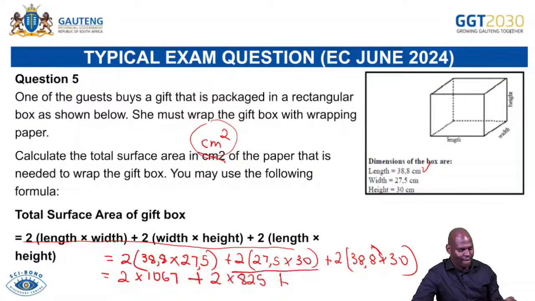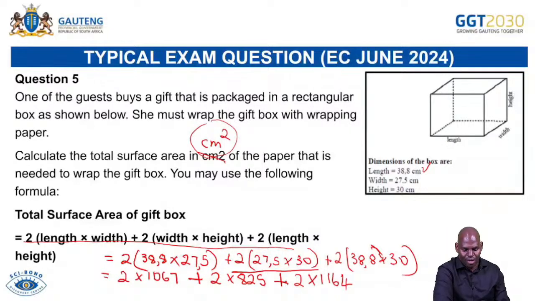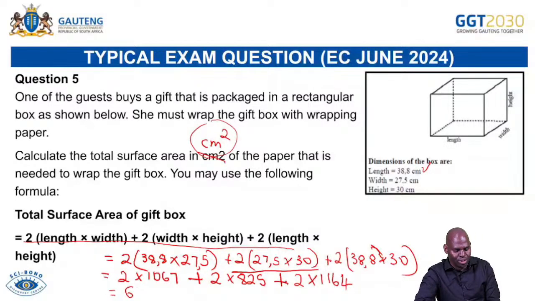The third part of the formula, I've got 38.8 multiplied by 30, and this gives me 1164. Okay, so this is what I'm getting. Then from this one, we can simplify. You say 2 times 1067 plus 2 times 825 plus 2 times 1164. Then I'm getting 6,112. Okay, then this will be centimeters squared.